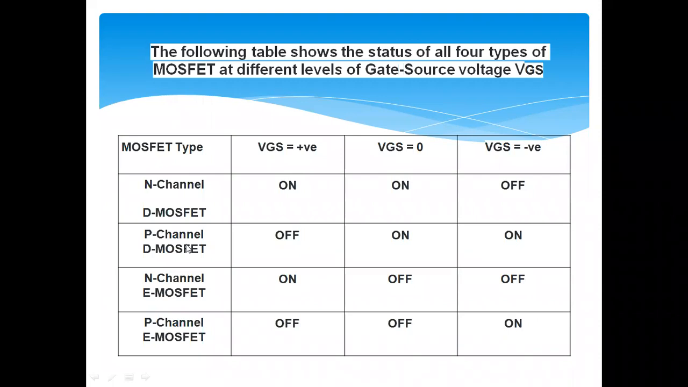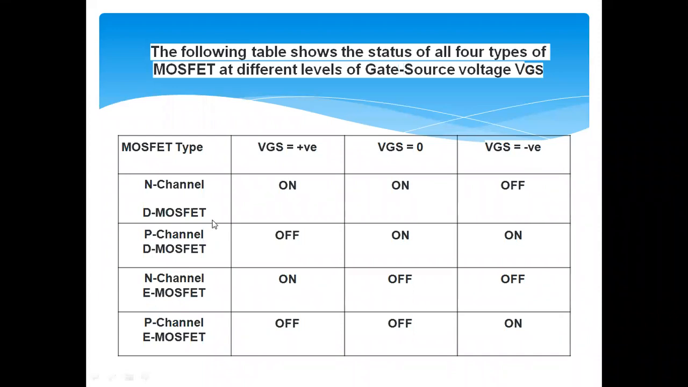So you have to remember this table so that you can clearly understand what will happen when VGS is positive, what will happen when VGS is 0, and what will happen when VGS is negative.